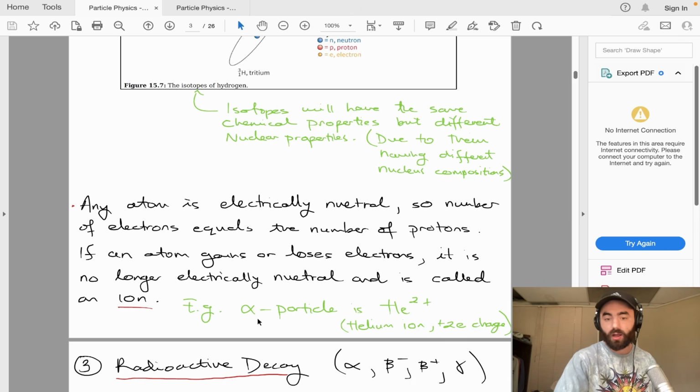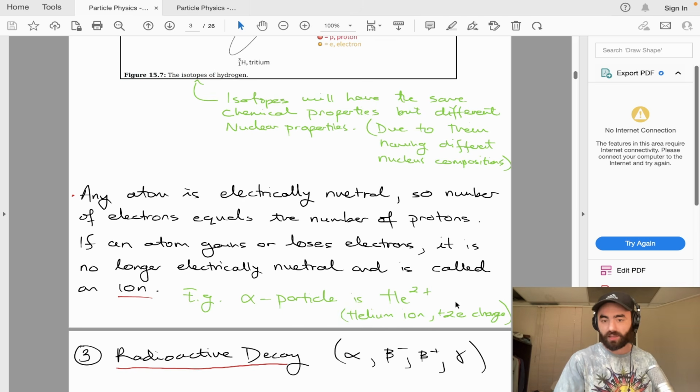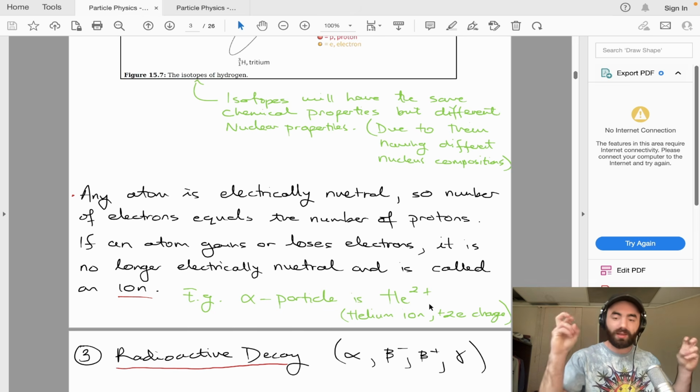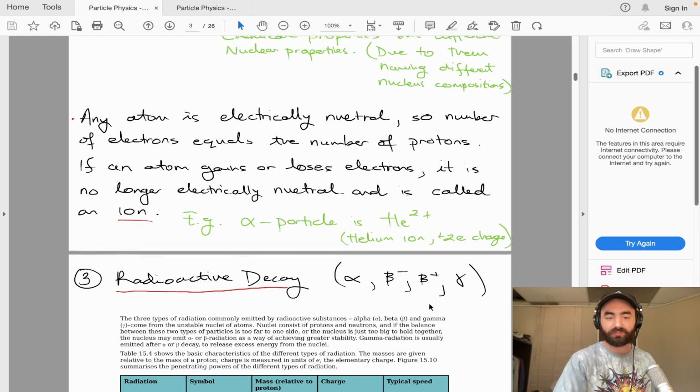And the most important ion you need to know for this topic is helium 2+, which is the helium ion with a +2e charge. And this is the alpha particle, because this is just the nucleus of a helium atom with no surrounding electrons, because in actuality, a normal helium atom would have 2 electrons balancing out the charge. Well, the alpha particle is just the nucleus, so we have an extra +2e charge.